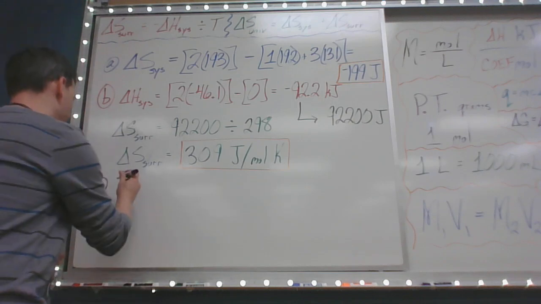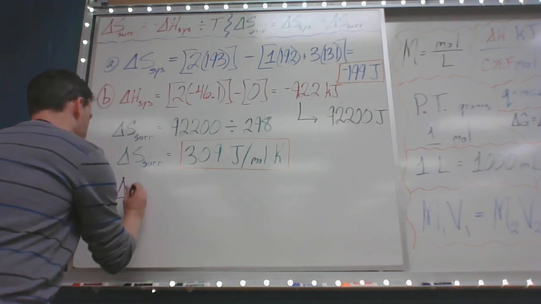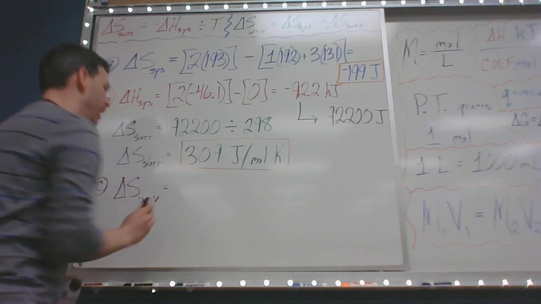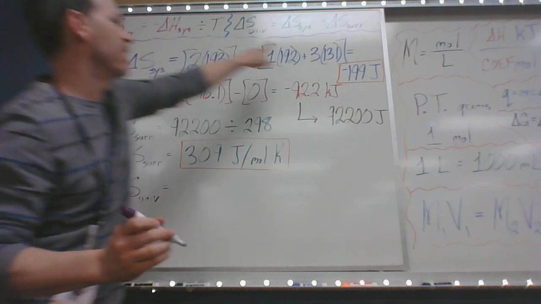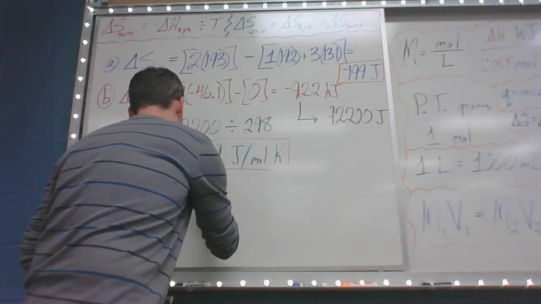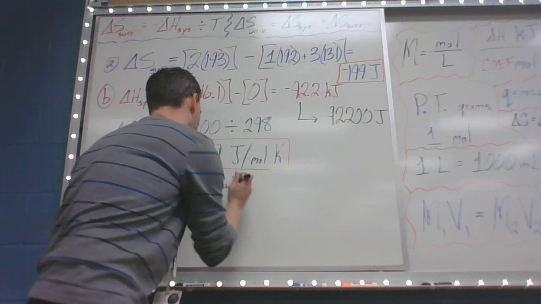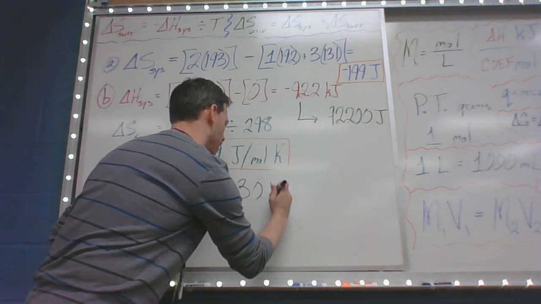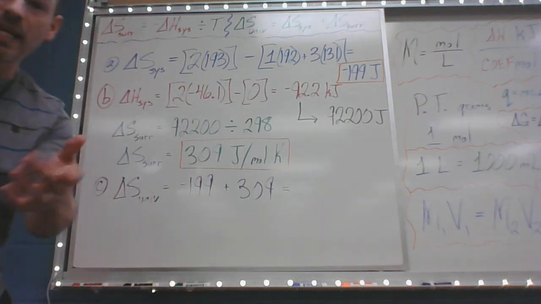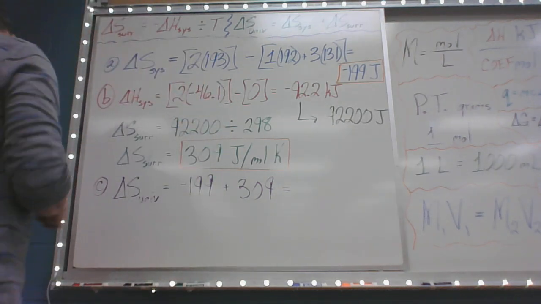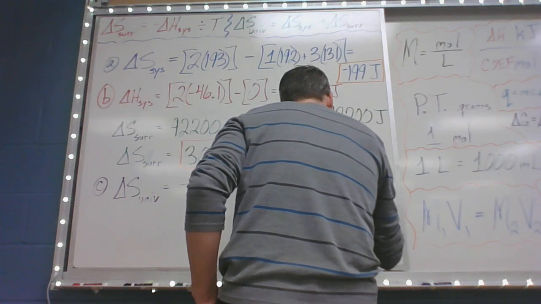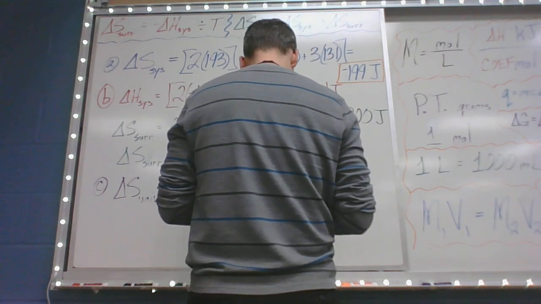But yeah, the delta S of the universe is going to be the sum of the system and the surroundings, which will give you a grand total of 110 joules.